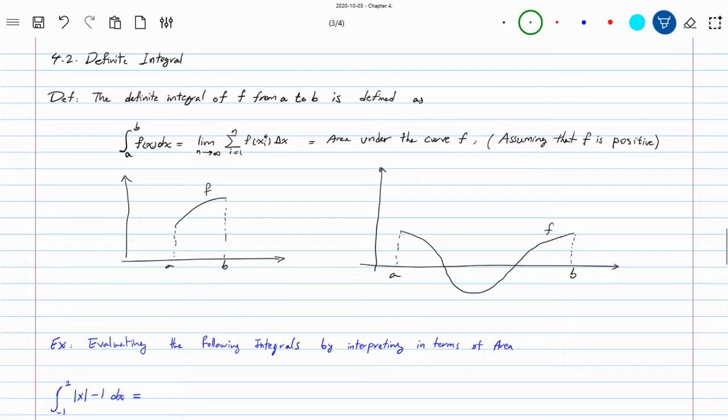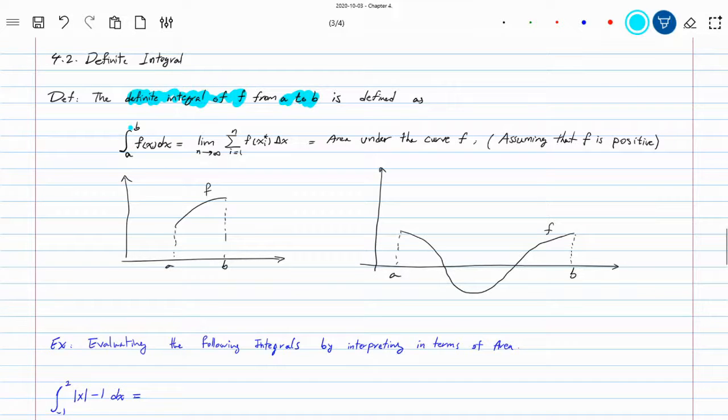Welcome back. Today we're going to talk about definite integrals, section 2 of chapter 4. Let's start with the definition. We already talked about approximation of the area under the curve. So here, a definite integral of a function f over an interval from a to b is defined in this way.